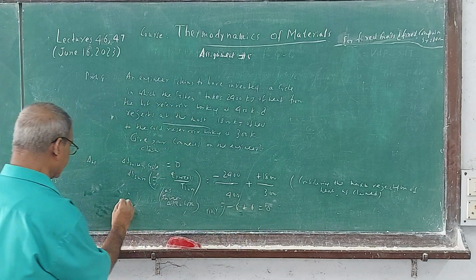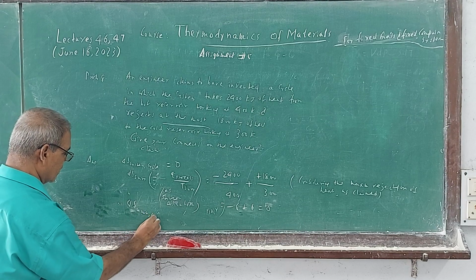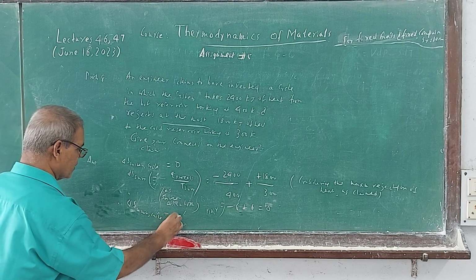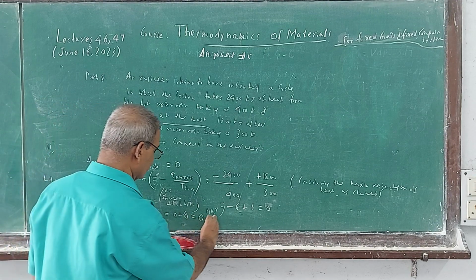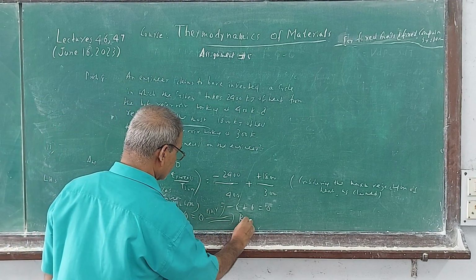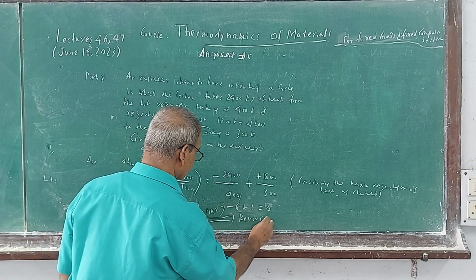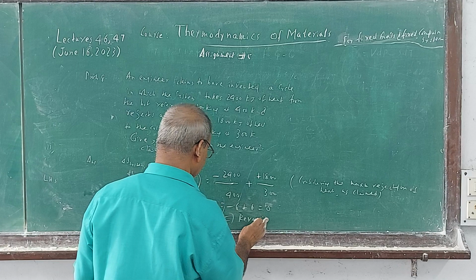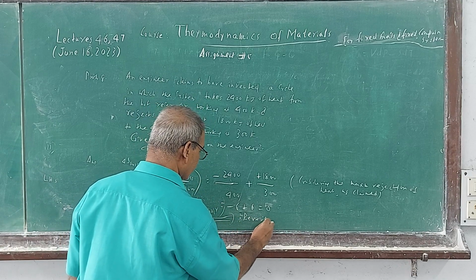What is delta S universe for the cycle? Delta S system for the cycle is 0, and 0 plus 0 is 0. That means it is a reversible cycle. Write that. You don't have to write so many things: reversible cycle.